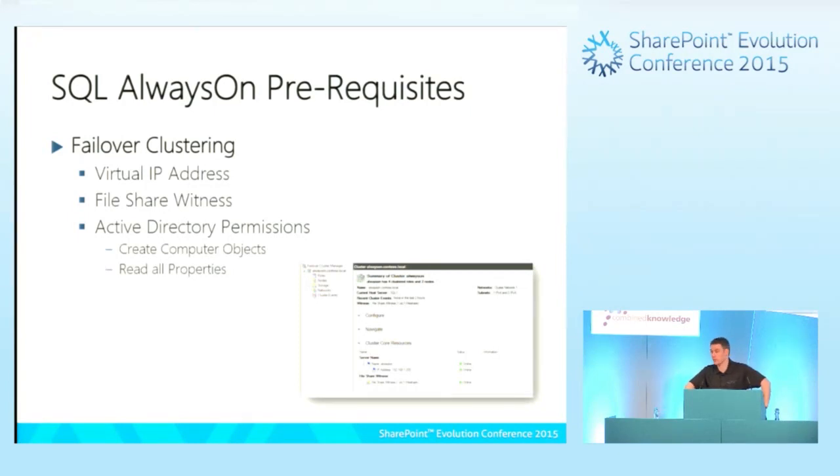The other thing we need to think about is Active Directory permissions. For any user that's creating AlwaysOn availability groups, they need the ability to create a computer object in AD, so for each availability group, we create a computer, and also read all properties within Active Directory too.